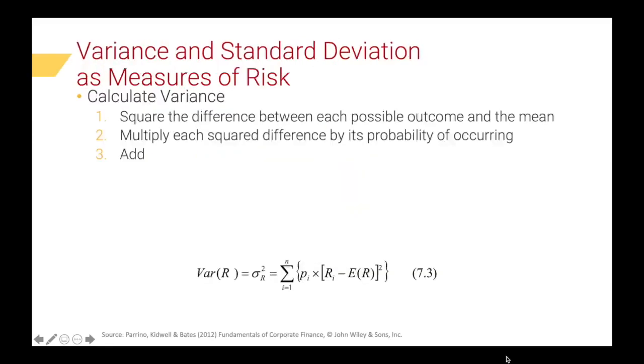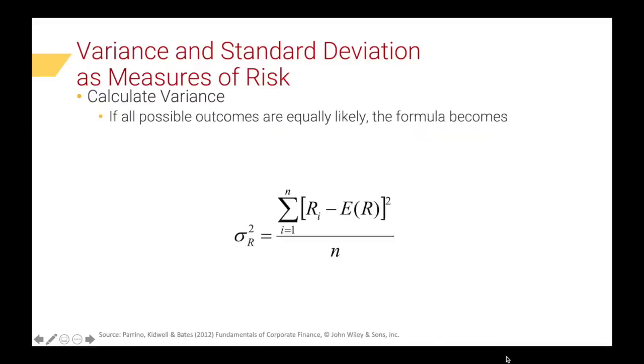Variance and standard deviation as measures of risk. To calculate the variance, we square the difference between each possible outcome and the mean, and then we multiply each squared difference by its probability of occurring, and then we add them together. If all possible outcomes are equally likely, the formula becomes as you see on the screen.